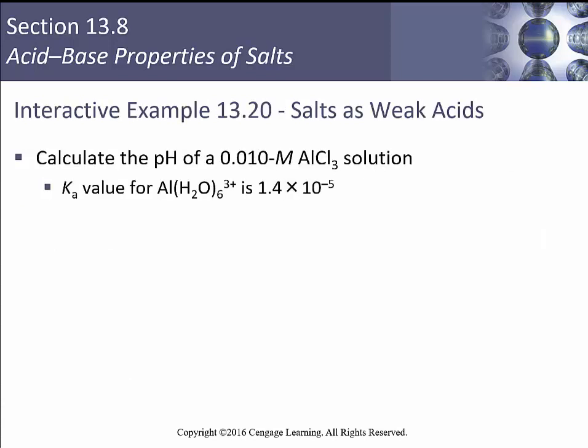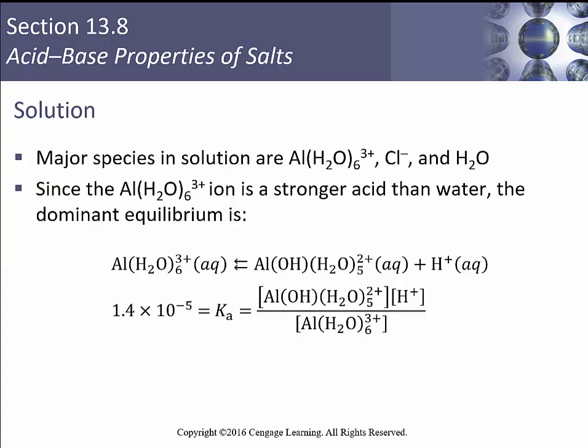So we can calculate the pH of a 0.01 molar aluminum chloride solution. The Ka value for aluminum hexahydrate, 3 plus, is 1.4 times 10 to the minus 5. The major species in solution are going to be the aluminum hexahydrate, chloride, and water. Since the aluminum hexahydrate ion is a stronger acid than water, our dominant equilibrium is going to be aluminum hexahydrate forming aluminum hydroxide pentahydrate, because I got 5 of these, and some H pluses.